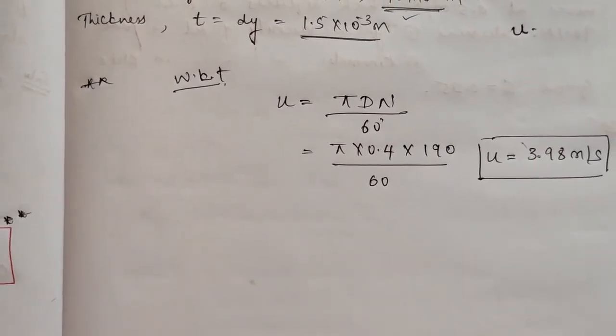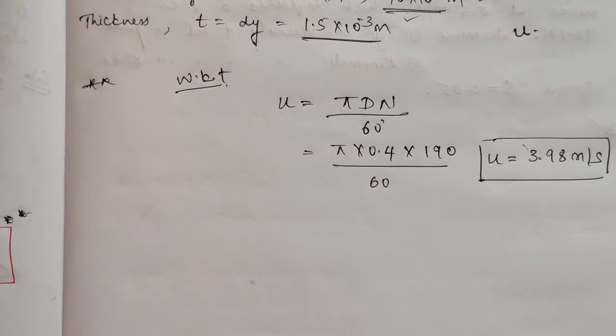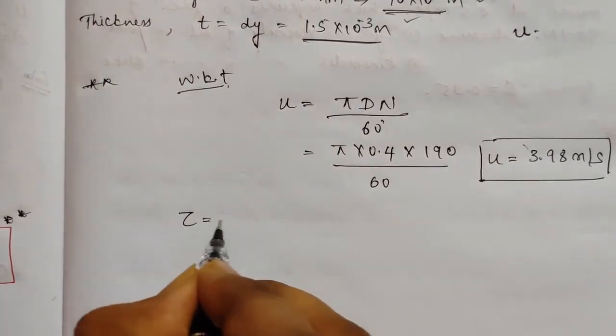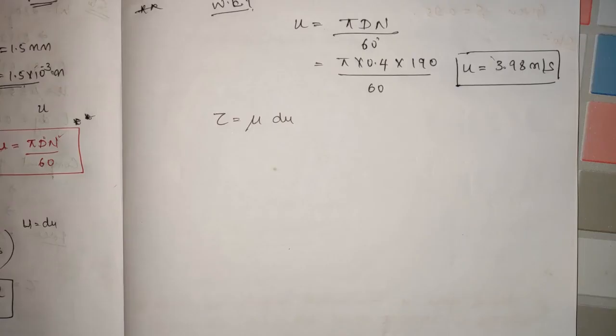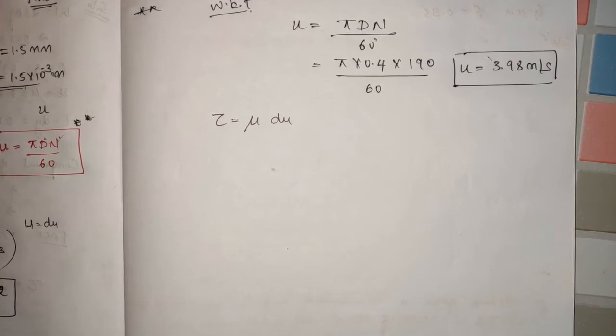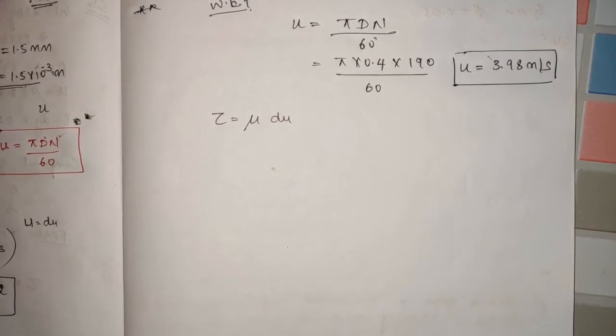Done. Now what I need to find? Shear force. So what formula I know? So tau is equal to mu into, oh, power is gone, my dear friends, wait. Sorry for the disturbance, my dear friends. Power has gone, so it is the flashlight of the mobile, so I think it's visible, right?